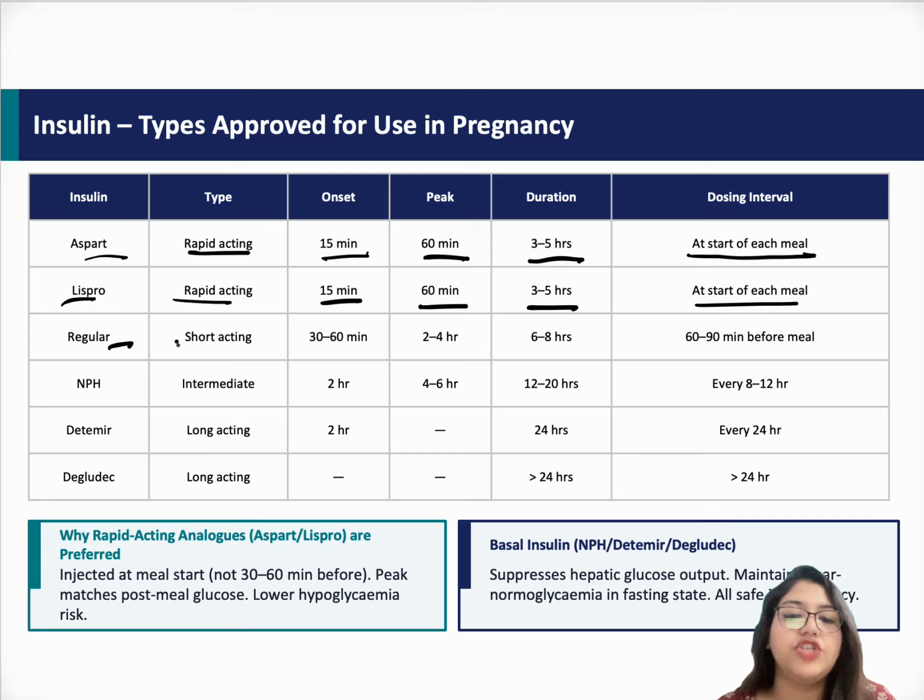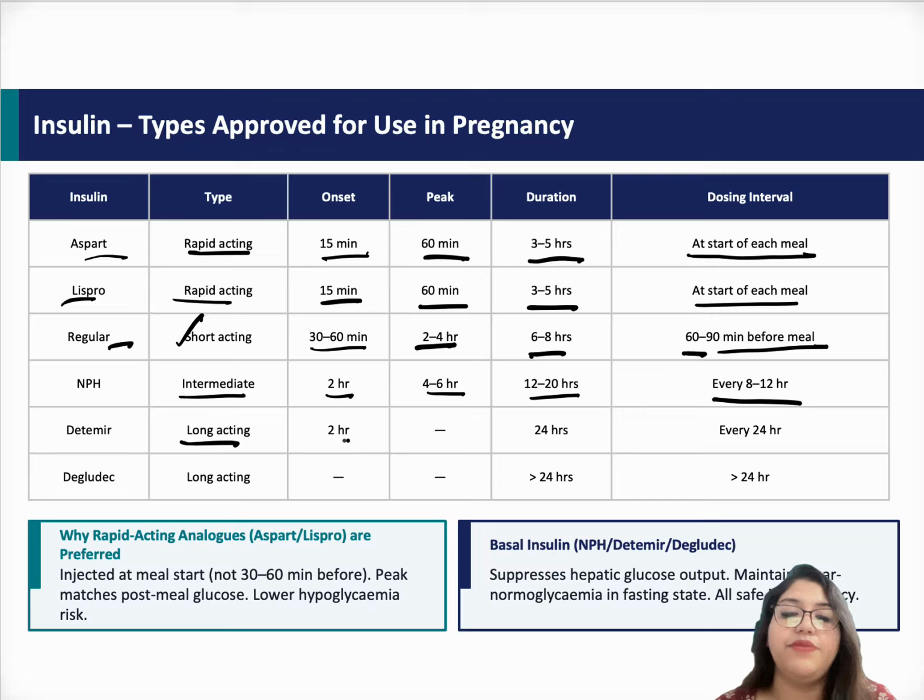Then we have regular, which is short acting, 30 to 60 minutes onset, and peak is 2 to 4 hours. Duration is 6 to 8 hours. So it should be given 60 to 90 minutes before the meal. NPH is intermediate. Onset is in 2 hours. Peak comes in 4 to 6 hours. Duration is 12 to 20 hours. It should be given every 8 to 12 hours.